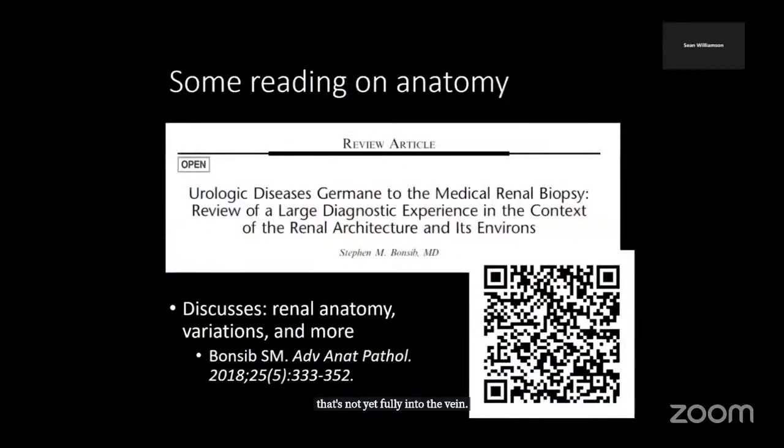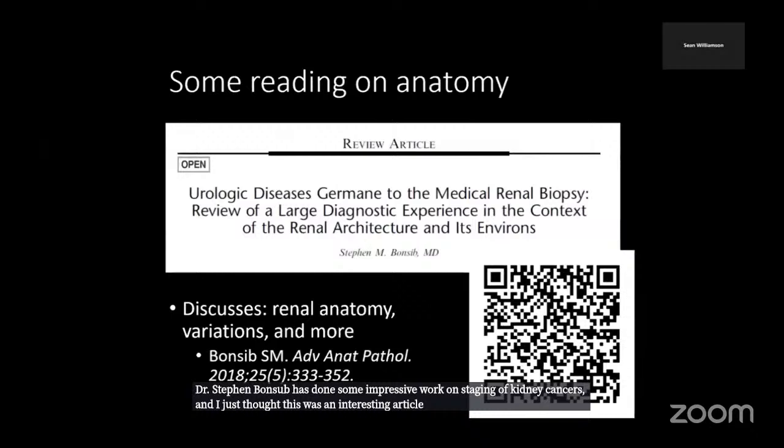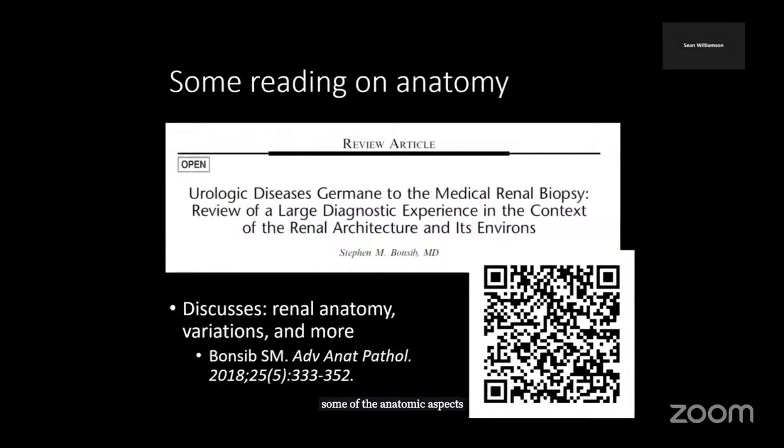Dr. Stephen Bonsib has done some impressive work on staging of kidney cancers, and I just thought this was an interesting article if you have interest in learning about some of the anatomic aspects of kidney specimens, how the veins, the renal sinus, the veins exist, and all of that. If you scan the QR code, it will take you to that article if you want to check it out.